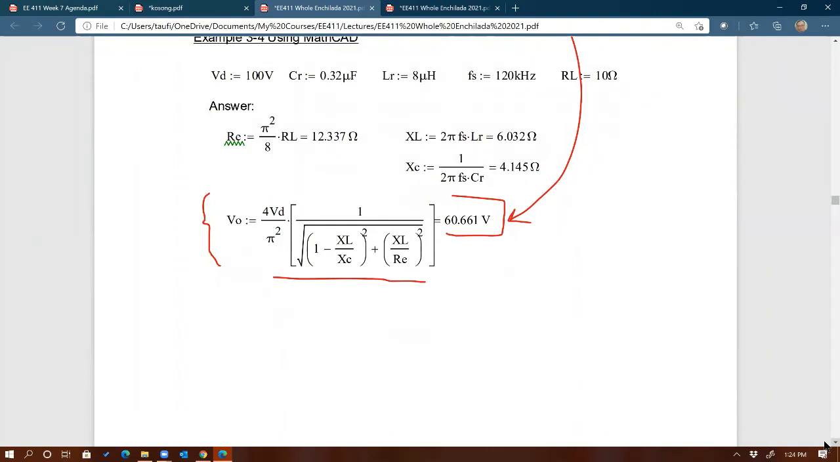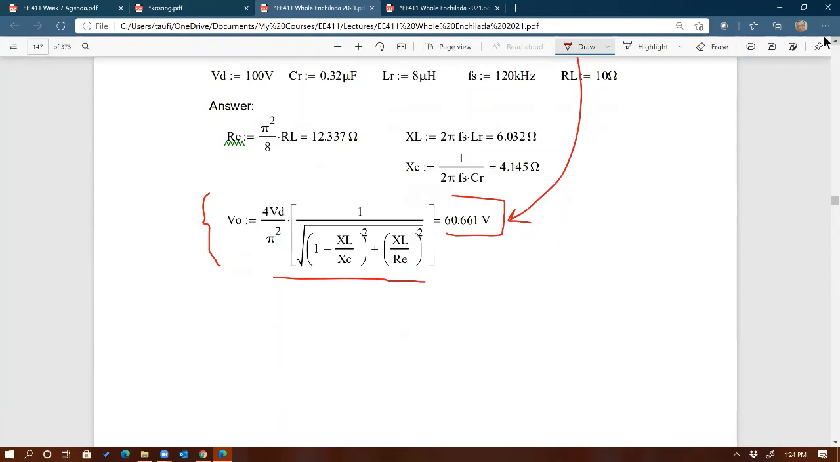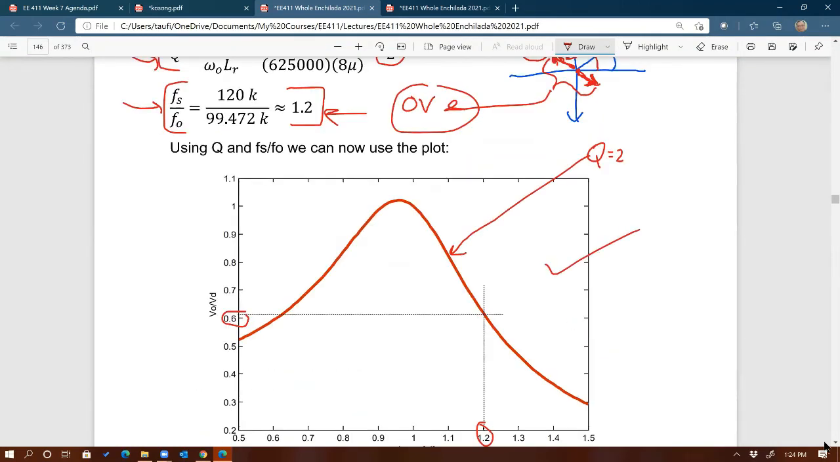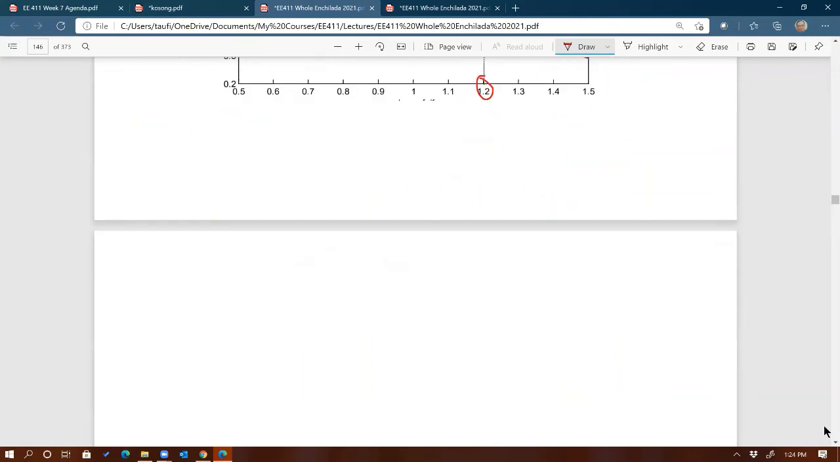In the exam, I would specify which method you must use. I could say use the graphical method, or you must use the equation. If I ask you to use the graphical method, then I will provide you with the curve, with this curve right here. Okay. Any questions?